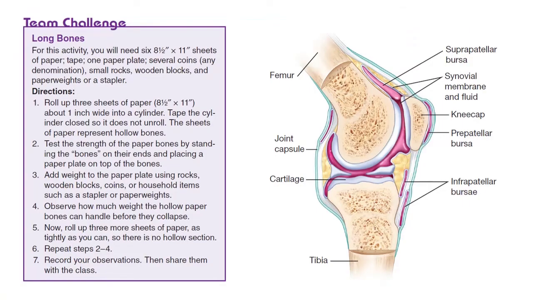Team challenges offer chances for students to practice collaboration skills as they complete hands-on activities in class to visualize key concepts. In this example, students will roll sheets of paper into cylinders and tape them closed to represent hollow bones. They'll then test the strength of the paper bones by standing them on a table and placing paper plates on top. Adding weight slowly with small rocks, blocks, or coins, students observe how much weight the hollow bones can hold before they collapse, and then use more paper to create tighter cylinders with no hollow section and repeat the exercise to see how they compare.